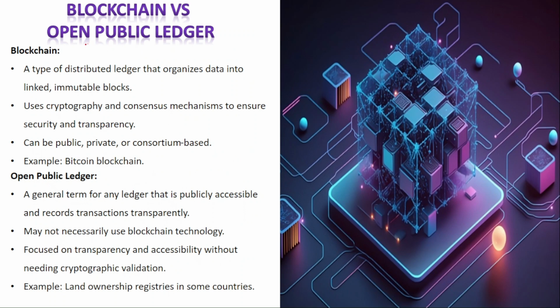So what is then the open public ledger? What is the difference between blockchain and open public ledger? So blockchain, as we studied, is a type of distributed ledger that organizes data into linked immutable blocks, and it uses cryptography and consensus mechanism to ensure security and transparency. It can be public, private, or consortium based. Example is Bitcoin blockchain.